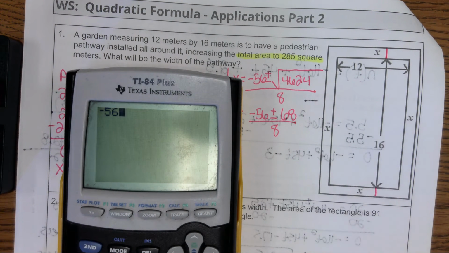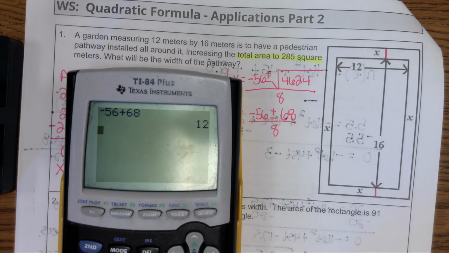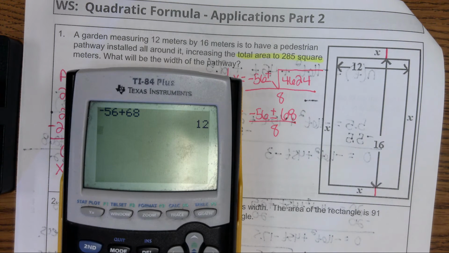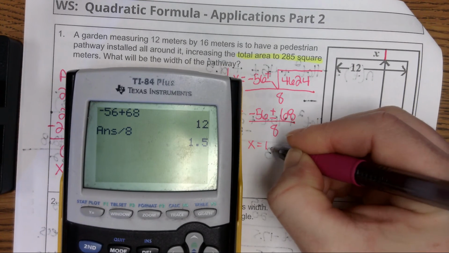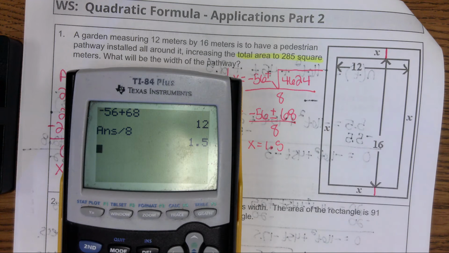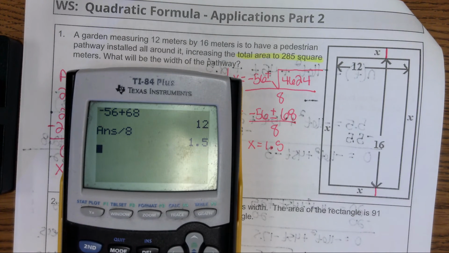So I take negative 56 plus 68. I divide that answer by 8 and I get x equals 1.5. Can you make sure that you're getting that as well? Because a lot of errors that occur here are calculator errors. People typing things in their calculator wrong.